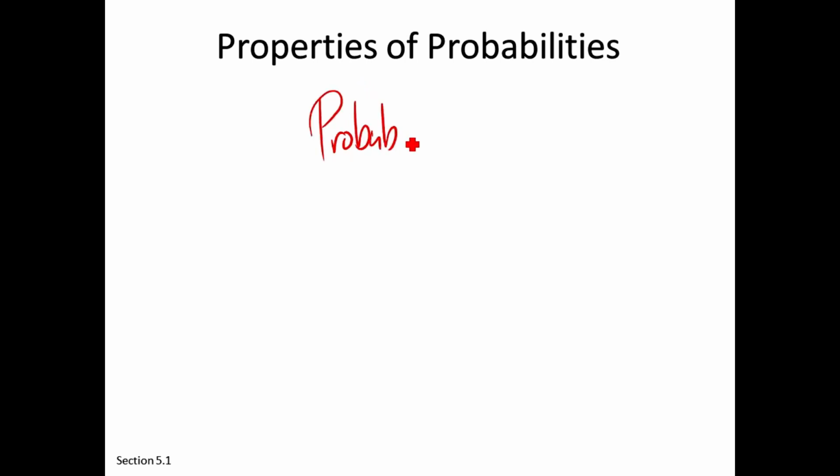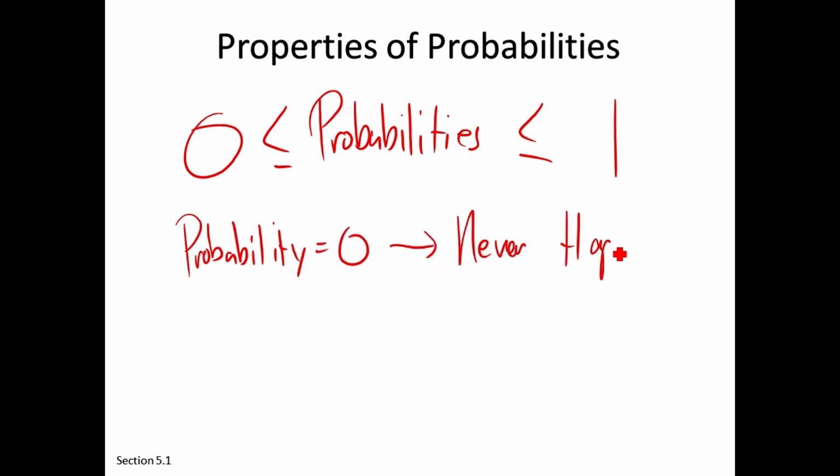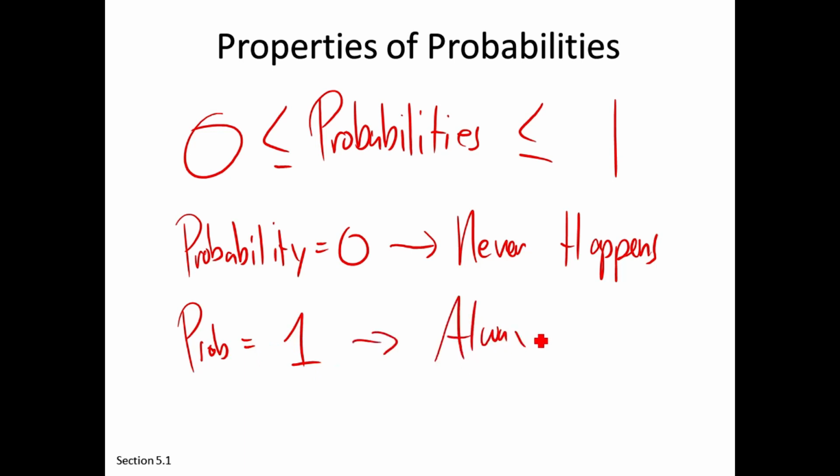Okay, some properties of probabilities. First off, probabilities always have to be between 0 and 1, as a proportion. If something has a probability of 0, what does that mean? Not gonna happen. Yep, that means it never happens. If something has a probability of 1, what does that mean? It's always gonna happen, it's guaranteed. Yeah.